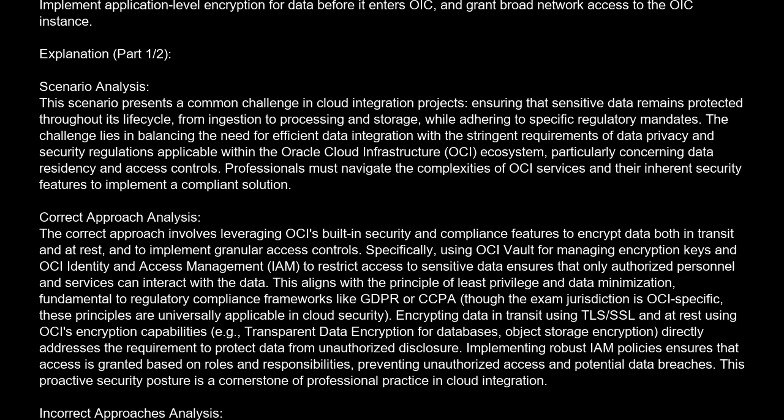The correct answer is C. Implement application-level encryption for data before it enters OIC and grant broad network access to the OIC instance.